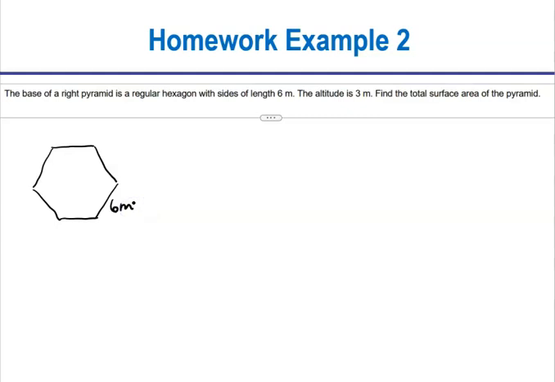It says the altitude of the pyramid. Now, picture a pyramid coming out of here. So all I'm going to do is this right here. Okay, this is the altitude. So there's your pyramid coming out of this hexagon. The altitude is 3 meters. So that guy right there is, oh, no, 3 meters. I am not reading because it's teeny tiny. So let me try that again. 3 meters. There we go. Find the total surface area of the pyramid.